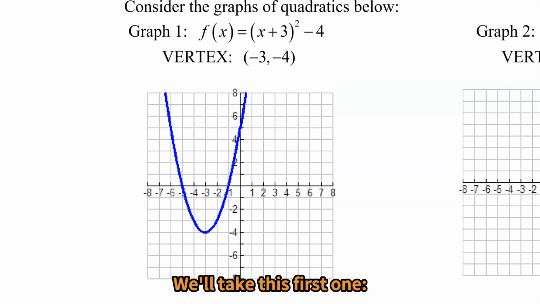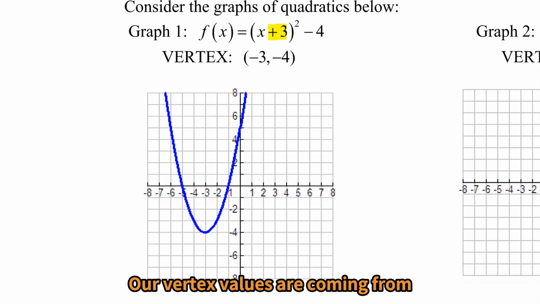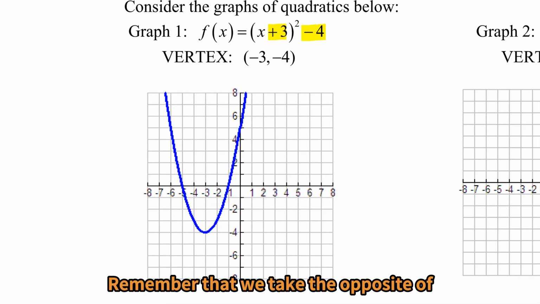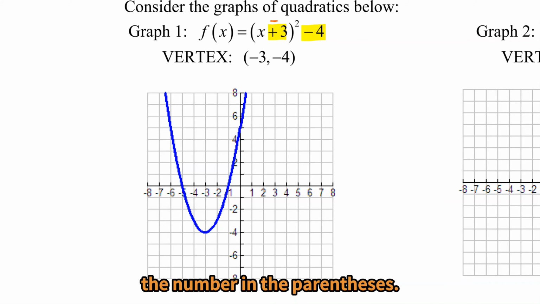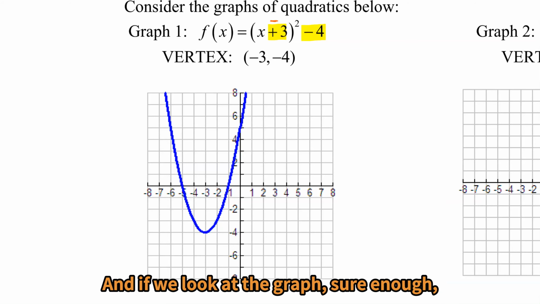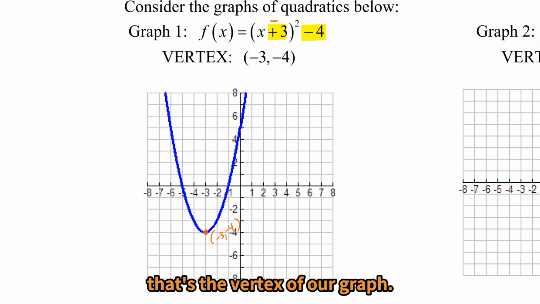We'll take this first one, f of x equals (x plus 3) squared minus 4. Our vertex values are coming from h and k here in the function. Remember that we take the opposite of the number in the parentheses. So we end up with a vertex of (-3, -4). And if we look at the graph, sure enough, that's the vertex of our graph.